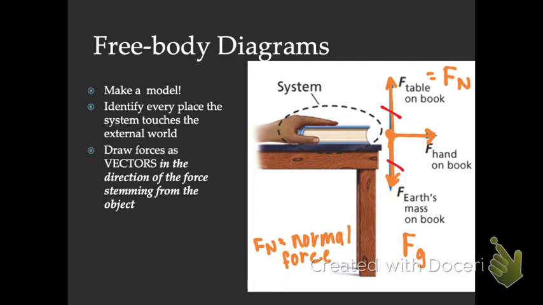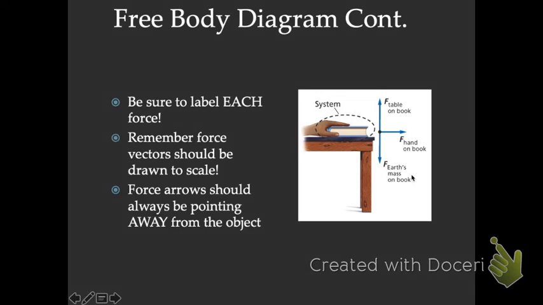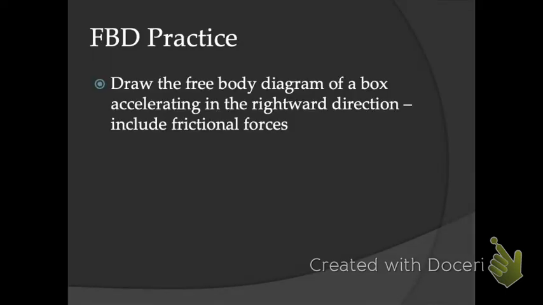Okay. Label each force. Vectors should be drawn to scale. We already talked about that. Arrows are going to go away from the system. So let's draw some free body diagrams, just practicing the diagram itself. This says, draw the free body diagram of an object accelerating in the rightward direction. So we have to figure out what that means. It says to include frictional forces.